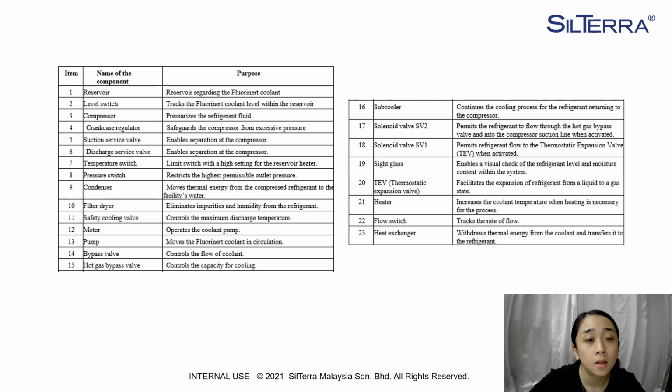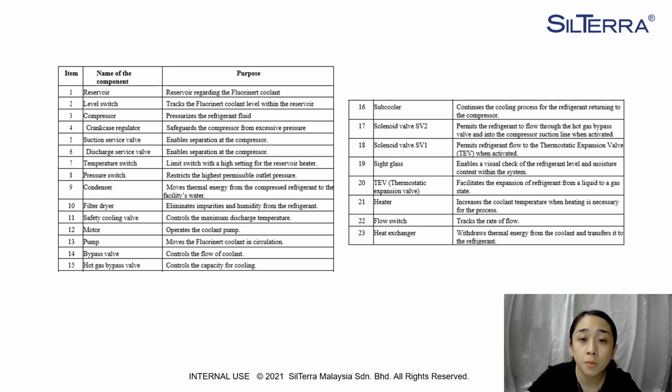Third is compressor. Four, crankcase regulator. Five is suction service valve. Number six, discharge service valve. Number seven, temperature switch. Number nine is condenser. Number 10 is a filter dryer. Number 11 is the safety cooling valve. 12 is motor. 13 is pump. 14 is bypass valve. 15 we have hot gas bypass valve.